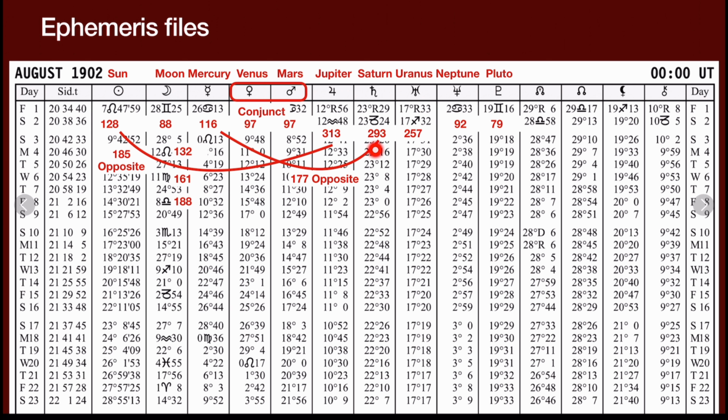Now we've got Saturn at 293 degrees and Mercury at 116. So they're 177 degrees apart and opposite. We've got Jupiter at 313 degrees and the Sun at 128. So they're 185 degrees apart, and again they're opposite. And both those examples are within that 6-degree orb. We've also got Venus and Mars, both at exactly 97 degrees, so they're conjunct.